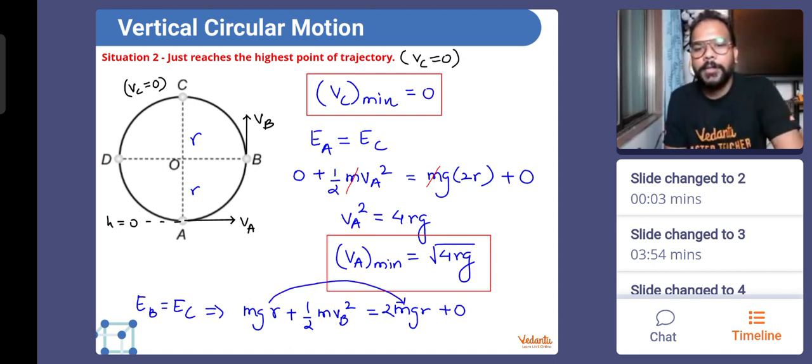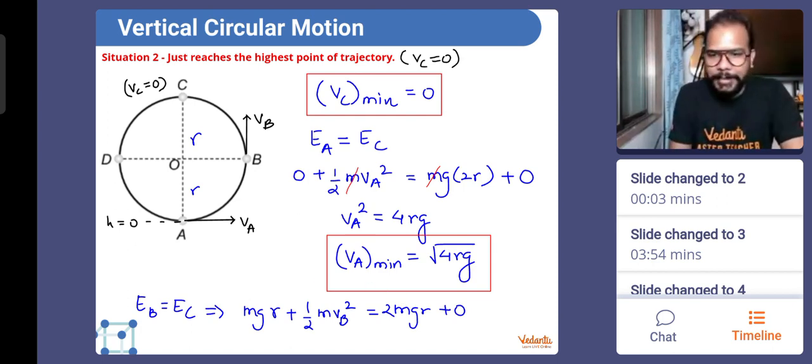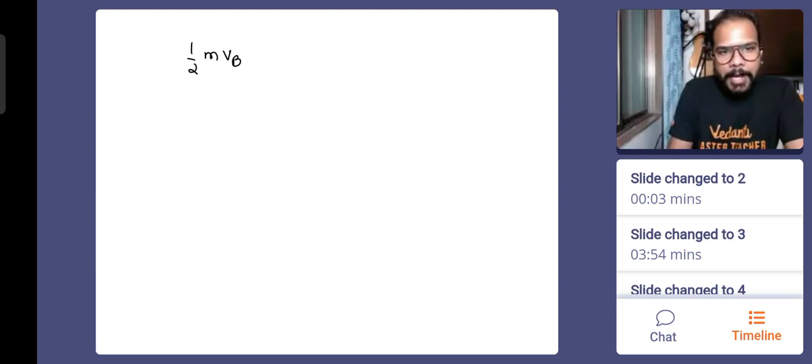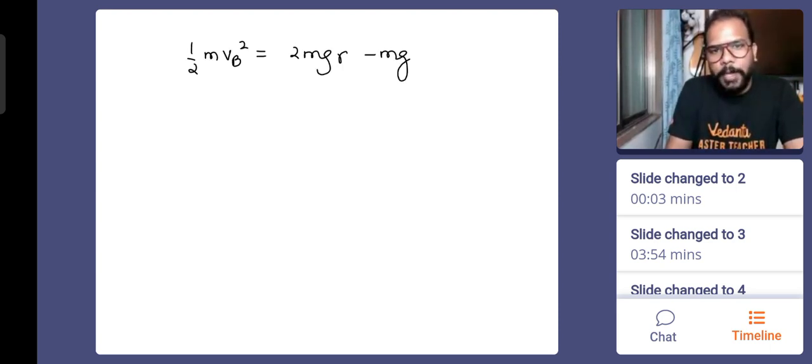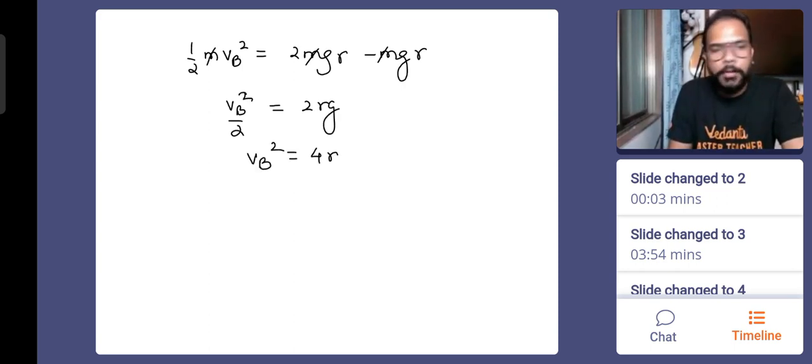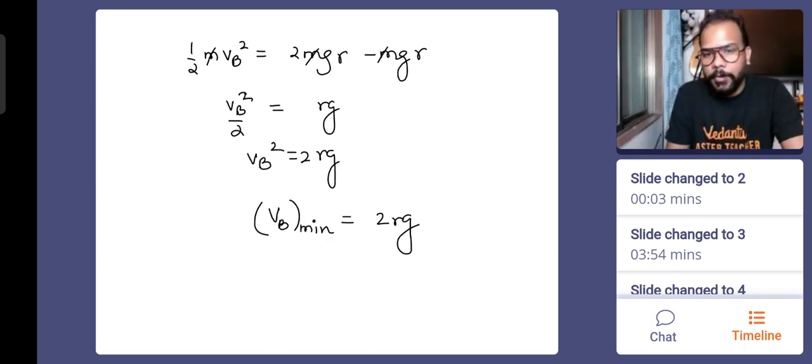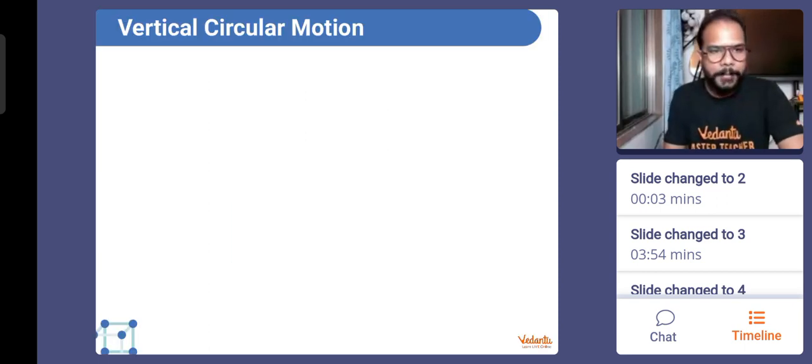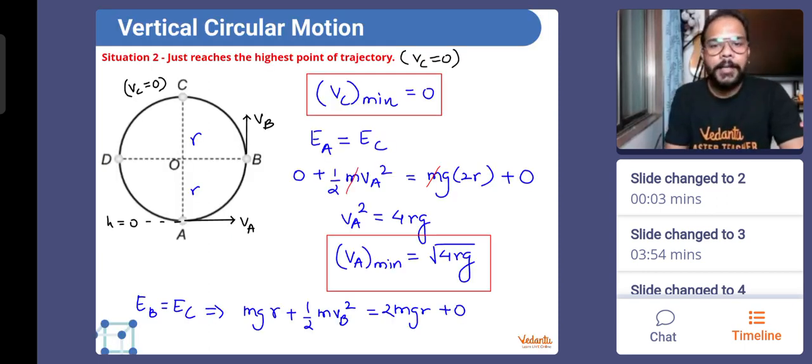तो ये 2 mgr को यहाँ लेके आ जाओ तो mgr बचेगा. अगली स्लाइड पे जाना पड़ेगा बेसिकली. So we have half mvb square equal to 2 mgr minus mgr, m cancel, vb square by 2 is equal to rg. I made a mistake. So vb square comes out to be 2 rg and vb minimum as expected came out to be root 2rg. सब लोग खुश, पैटर्न भी मिल गया याद रखने के लिए. root 4 rg, root 2 rg and 0.